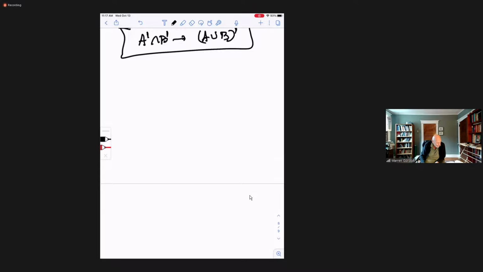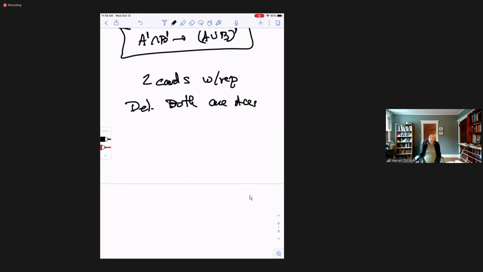I draw two cards from a deck with replacement. That means I draw one card, put it back in the deck, mix the deck again. Determine the probability both are aces. Okay, so let A1 be the event the first card is an ace, and A2 would be the second card is an ace.